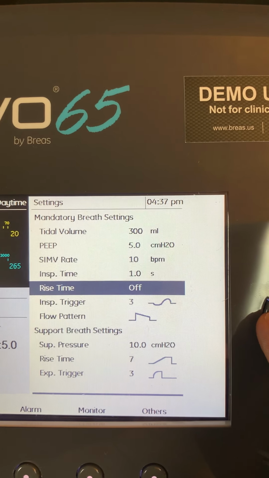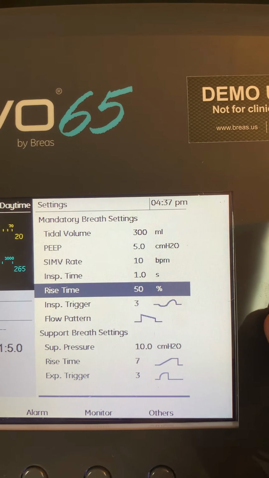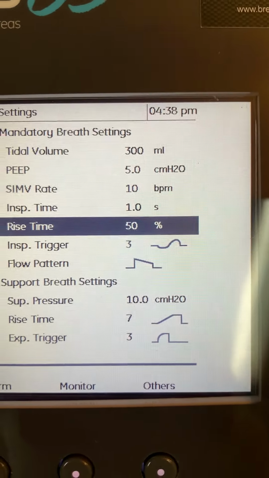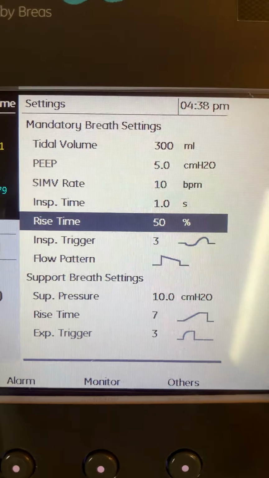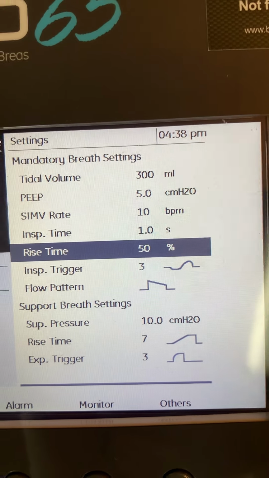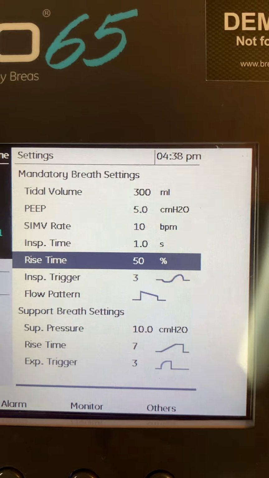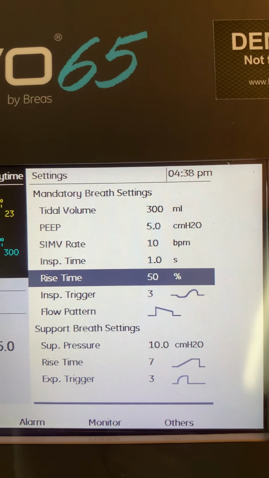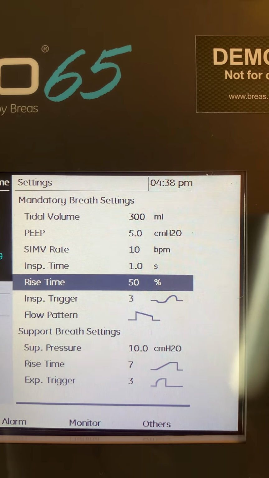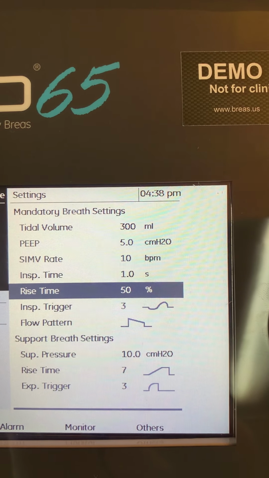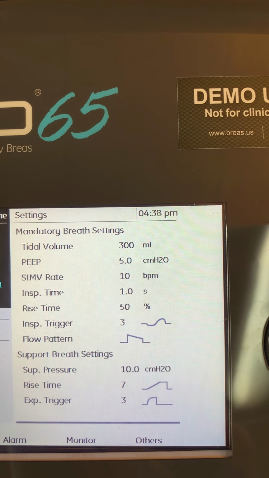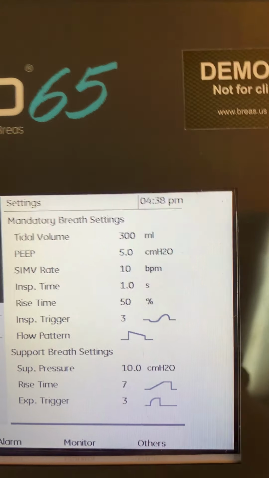So my settings for my rise time are either 90, 80, 70, 60, or 50. What this means is that a tidal volume of 300 mLs is delivered over the course of 1 second, but my rise time is now set at 50%. Now this means that I'm going to take 50% of my inspiratory time, and that's going to be 0.5 seconds. And that is now the delivery rate of that 300 mLs. So I'm now delivering the 300 in 0.5 seconds because that's 50% of 1 second.